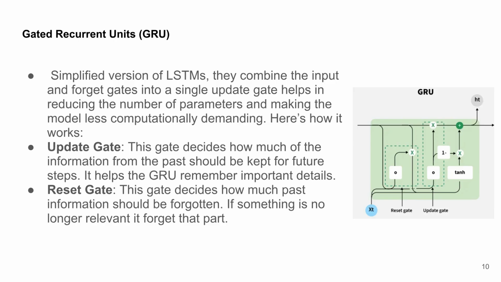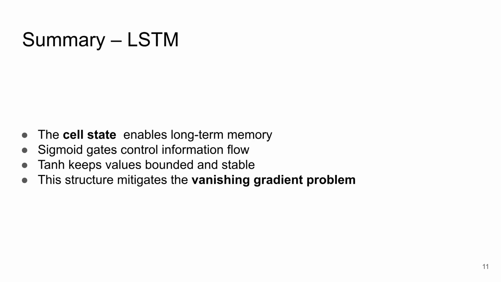The reset gate decides how much past information should be forgotten. If something is no longer relevant, the reset gate helps forget that part. GRUs have been shown to perform comparably to LSTMs on many tasks, while being faster to train. The choice between LSTM and GRU often depends on your specific application and computational constraints. In practice, LSTMs are often preferred when you need maximum modeling capacity, while GRUs are chosen when training speed is important. Let's summarize the key points about LSTMs.